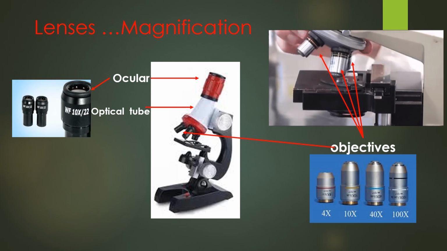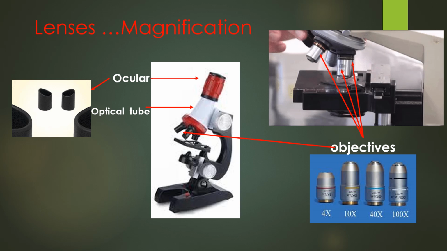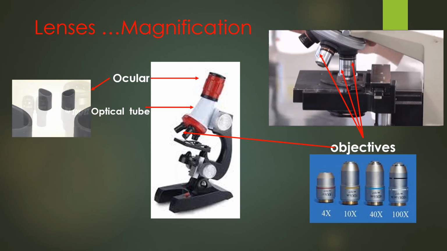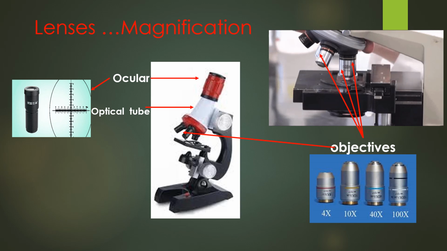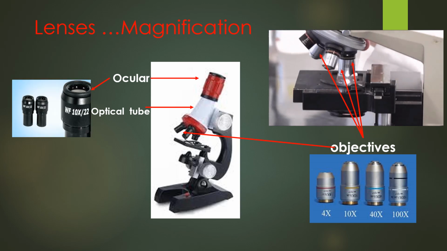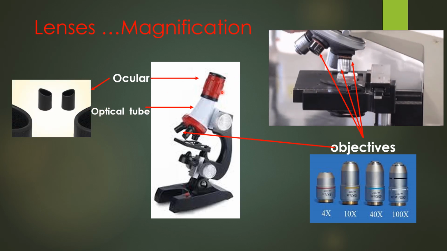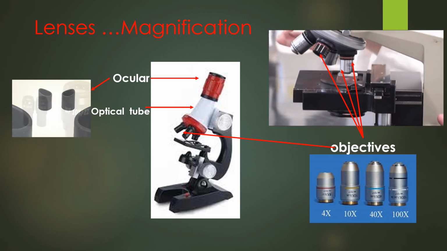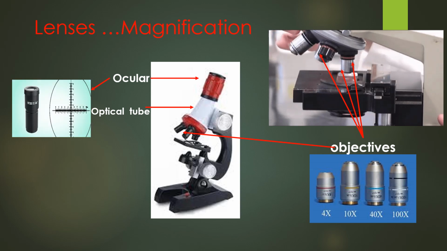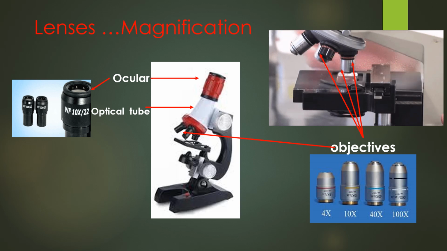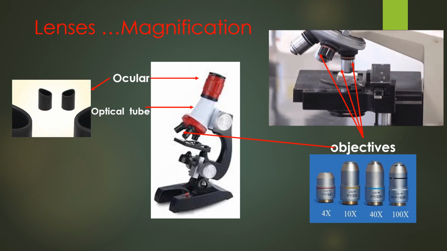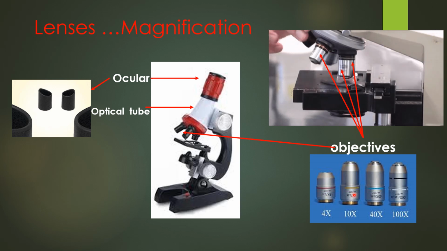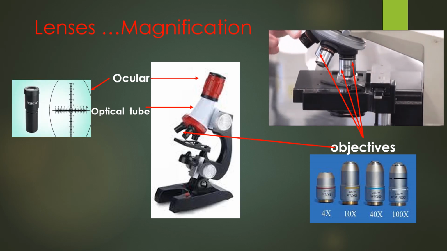The short one is the 4x lens, okay? The first lens, the short one, is 4x. The second is the 10x, then 40x, and the last is 100x. So the optical tube contains at the top the ocular, and at the bottom it contains the objectives. The objectives are lenses that are placed near the object to be examined. We call them objective lenses. Look here at this picture: the smallest one is 4x, then 10x, then 40x, and lastly 100x.